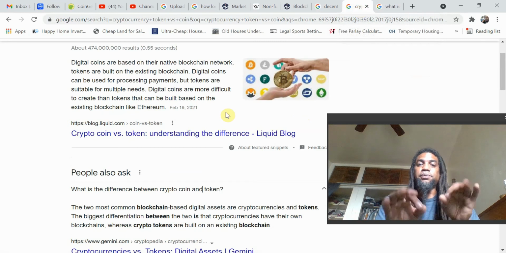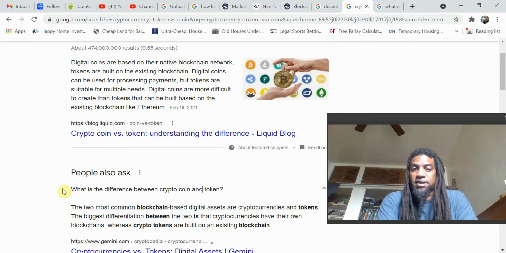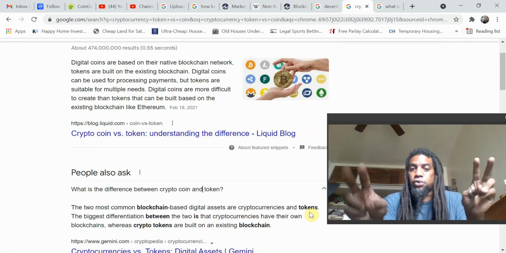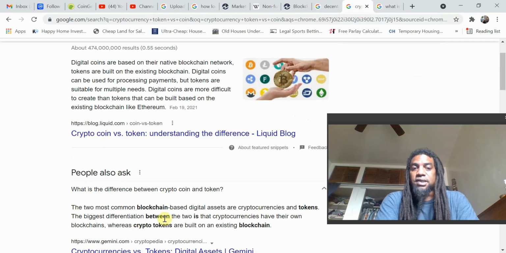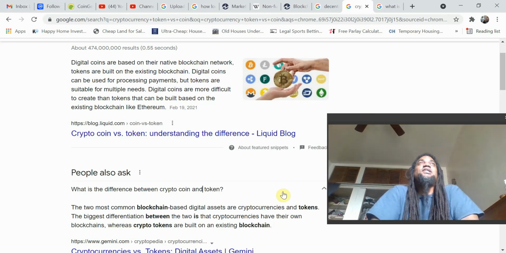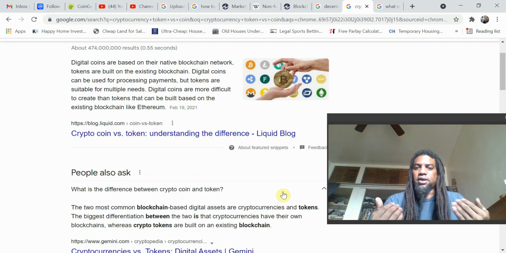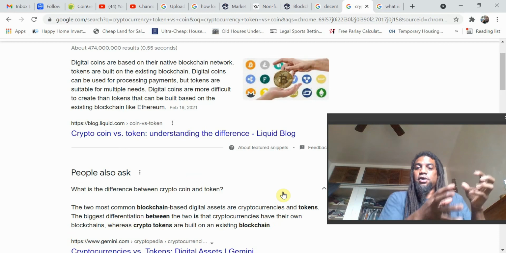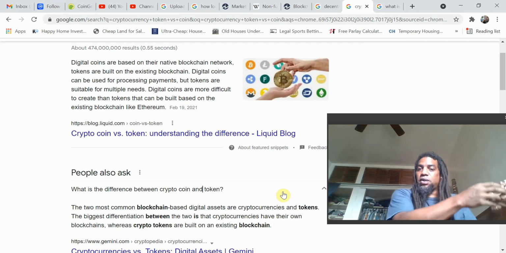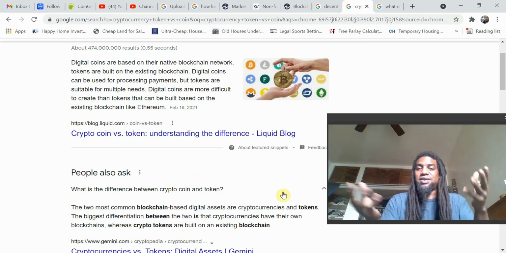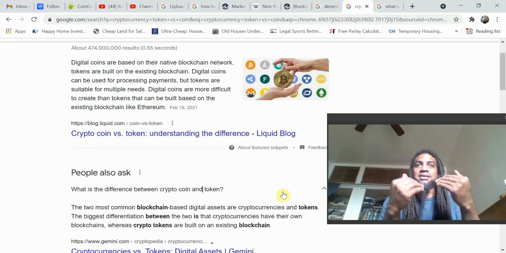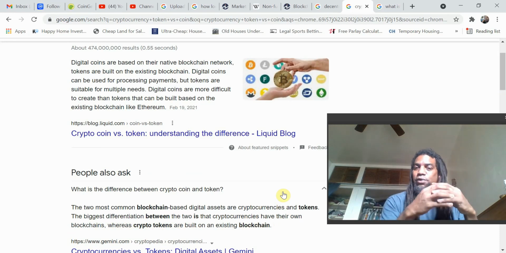Another thing is the difference between coins and tokens. This definition down here: the two most common blockchain digital assets are cryptocurrencies, coins, and tokens. The biggest difference between the two is that the cryptocurrencies have their own blockchains and the tokens are built on existing blockchains. So the easy way to explain it is Ethereum is a big coin right now. Ethereum has its own blockchain. Ethereum is the native coin on the Ethereum blockchain. So they call them Ether or ETH. That's a coin because it's the native coin for that blockchain.